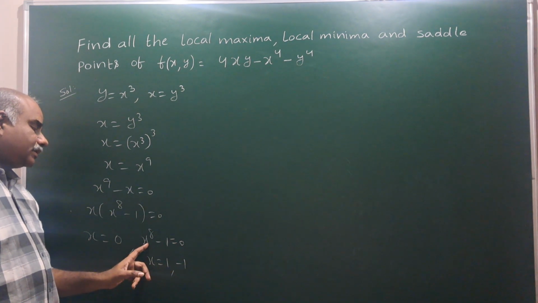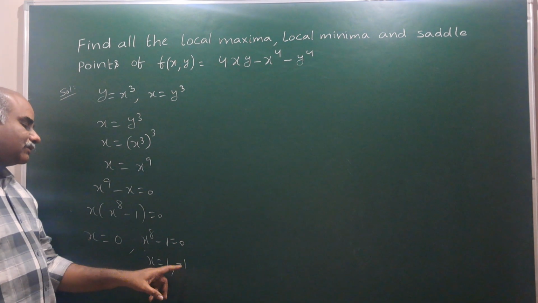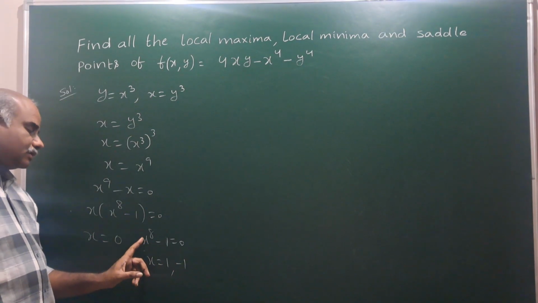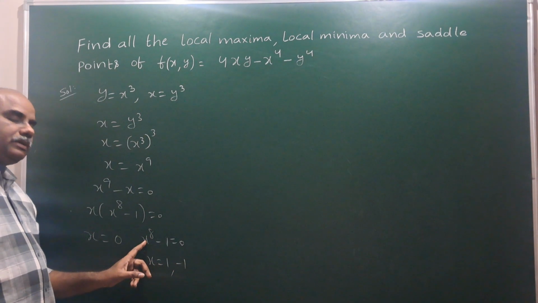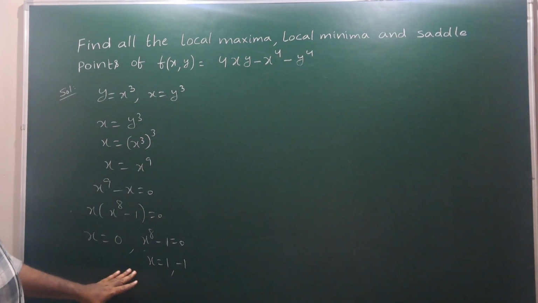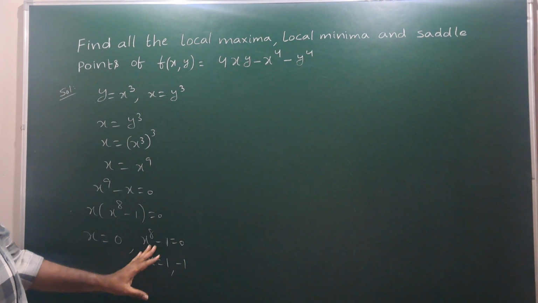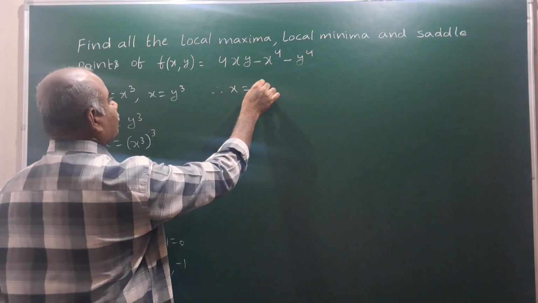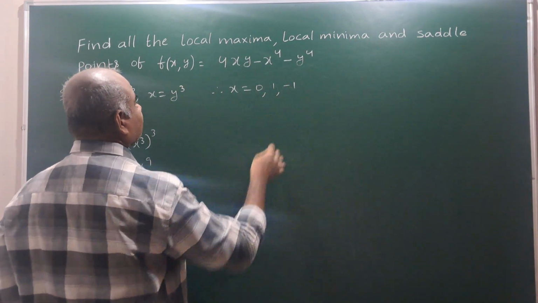1⁸ is 1, and 1 − 1 is 0. Minus 1 whole power 8 is also +1, and 1 − 1 = 0, so −1 also satisfies this equation. Therefore, finally the values of x are 0, 1, −1.